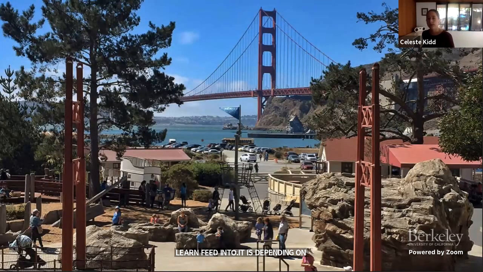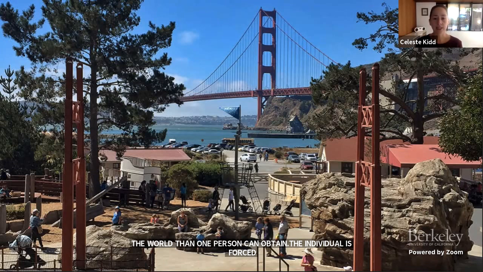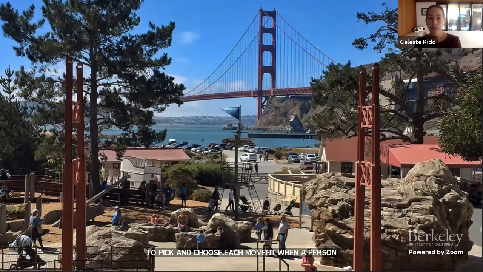The difficulty in finding truth for us as humans is that there's far more knowledge in the world than any one person could possibly ever obtain, which means that an individual is forced to pick and choose. Each moment when a person has selected one thing to learn from, they're necessarily missing out on everything else. So each choice matters because it's coming with a huge opportunity cost.